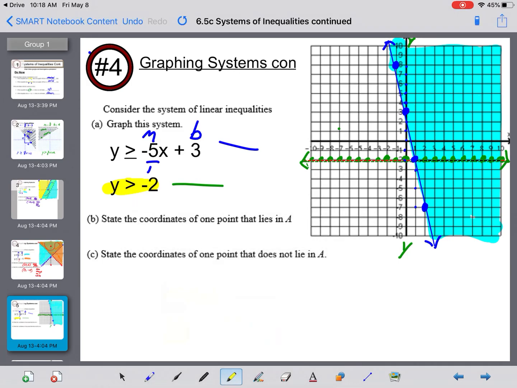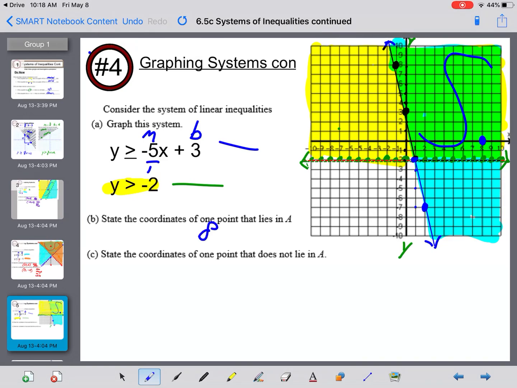But y is greater than my negative 2, our green inequality. Well, above and below is very easy on a horizontal line, so we're going above for greater than. And again, we should be realizing now our solution set is where that blue and that yellow shaded regions overlap each other and create the green. Which means our solution set is in here.